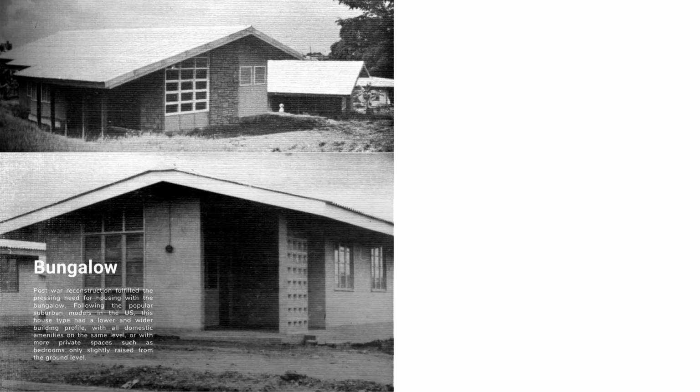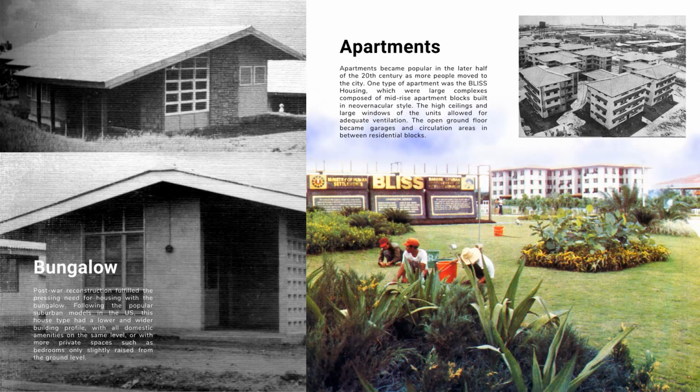And then another prototype is the bungalow. A post-war reconstruction fulfilled the pressing need for housing with a bungalow. Following the popular suburban models in the US, this house type had a lower and wider building profile, with all domestic amenities on the same level, with more private spaces such as bedrooms only slightly raised from the ground level. And the apartments. Apartments became popular in the later half of the 20th century as more people moved to the city.